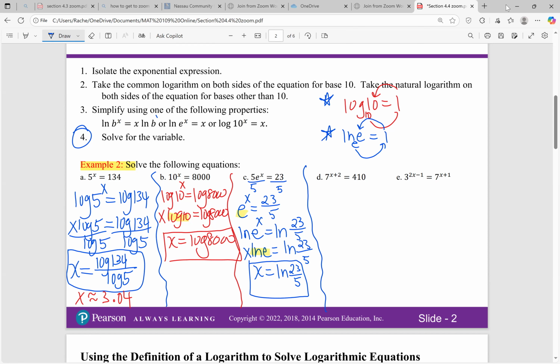Let me show you how to check this. Let's just check one more so I know that you guys are comfortable checking. So the original is 5 times e to the x should give us 23. So let's replace x with the natural log of 23 over 5, right? That's what we just got. We want to plug that into the calculator. So we want to type in 5 times e raised to the natural log of 23 over 5, right? And we should get 23.